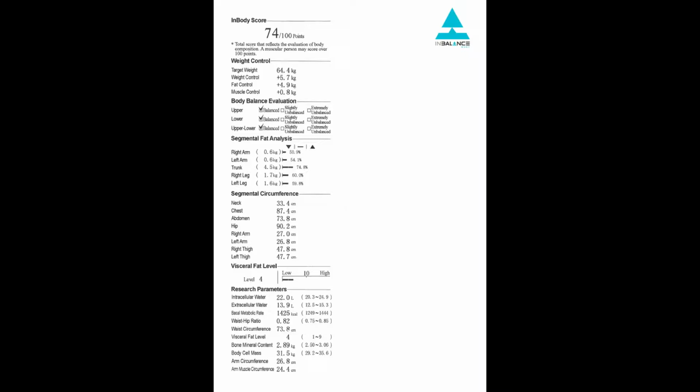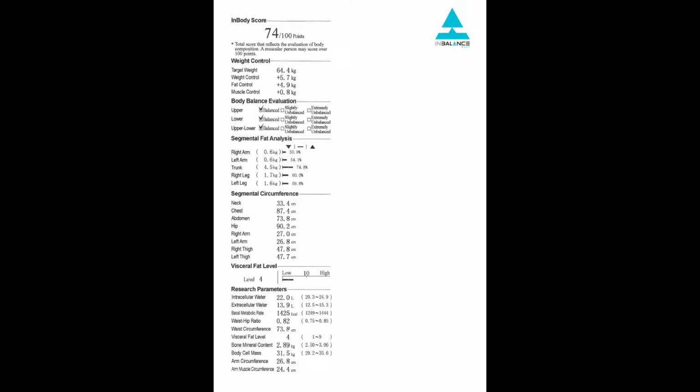Okay, body balance evaluation. We spoke about this when we were looking at your segmental lean analysis on the previous page. So this just shows if your muscle is balanced. Upper is from left to right, lower left to right, and upper lower is from top to bottom. If you're slightly or extremely unbalanced, that would be an indicator of areas that you would then need to focus your training, like I mentioned before.